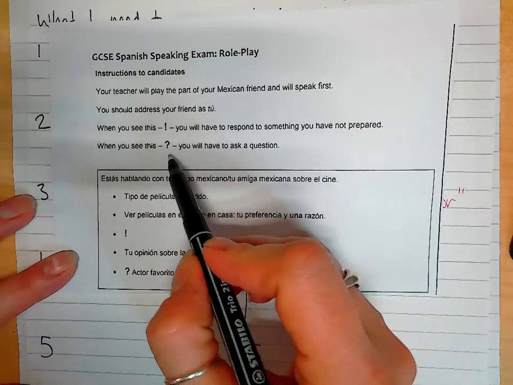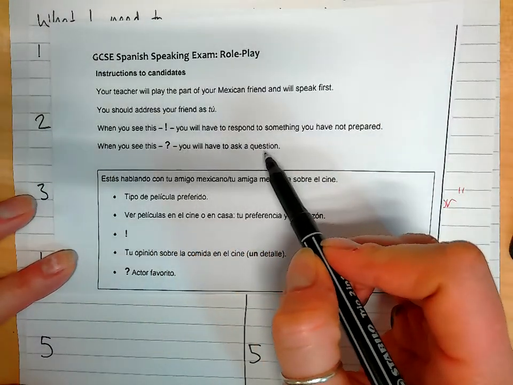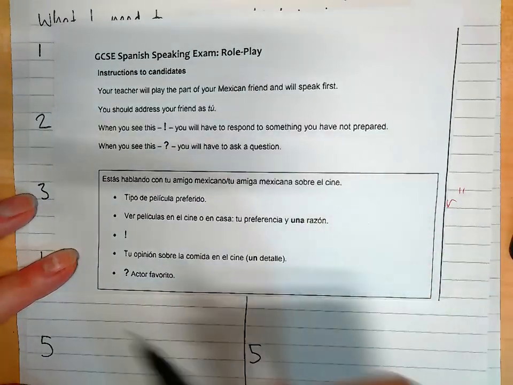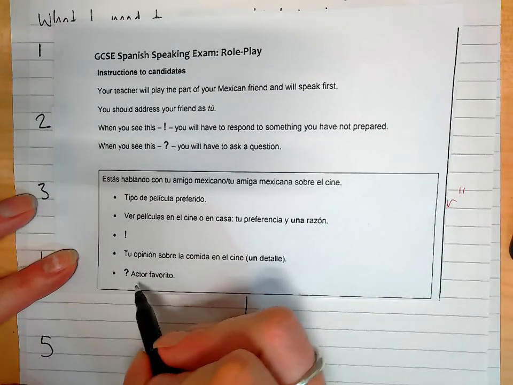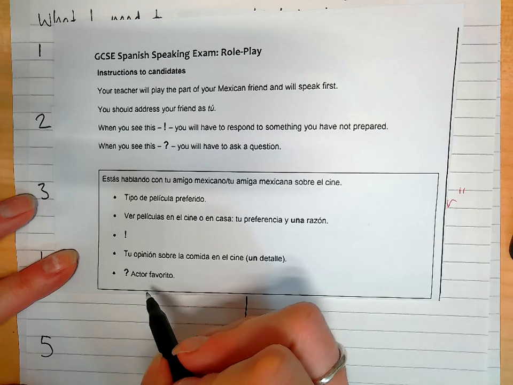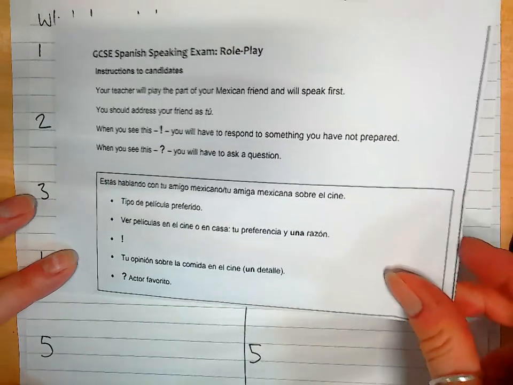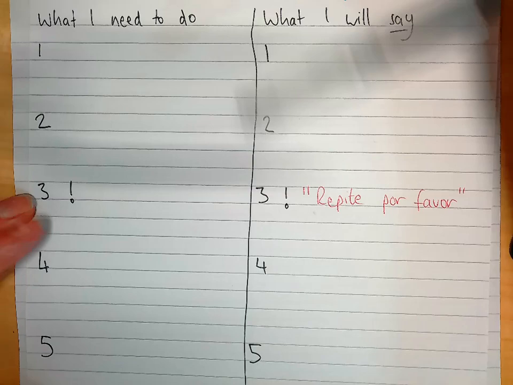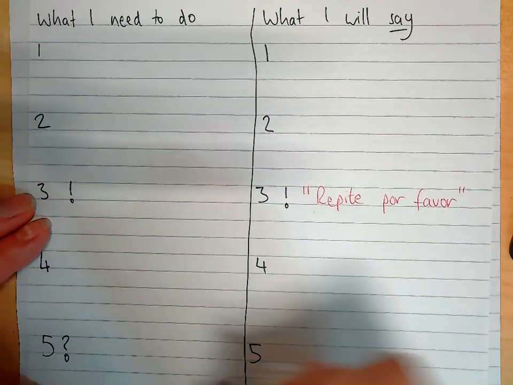The question mark, obviously, means that you have to ask a question. But the important thing to remember is that your question needs to be about the prompt, so the words that come after it. You can't just ask a random question. So, in this case, the question is in point 5. So we're going to write our question mark in point 5.